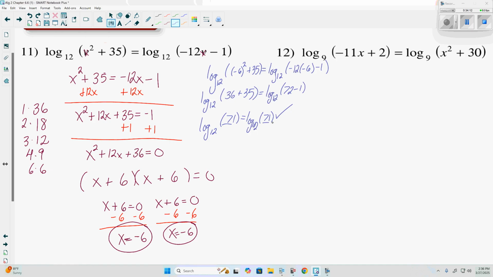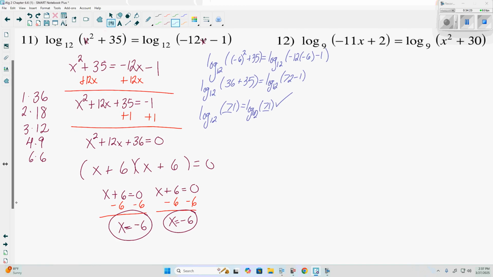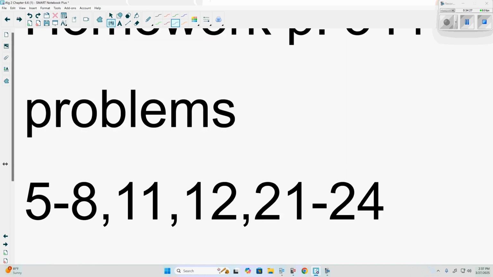If it says check, yes. If not, you don't have to. Because the ones where we get extraneous solutions are going to be these logs. But questions on this here? That's it.